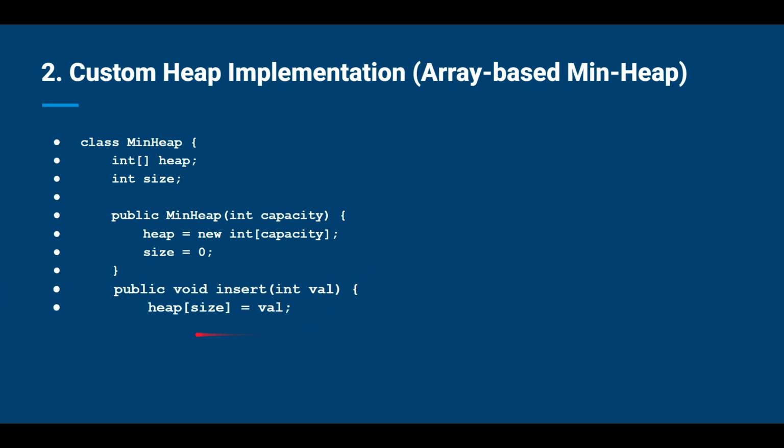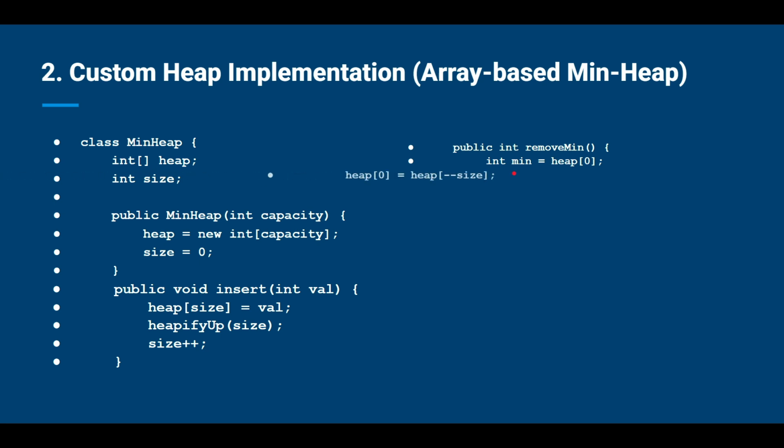Then there will be insertion. At each insertion you will put the value at heap at size, and then you will do heapify up. When you are doing heapify up, it means you are increasing the size. Okay, so let's suppose you are doing the remove min. In that case you will get the element at index 0 of the heap, and then at heap at 0, what you will do is take the last element, heap at size minus minus.